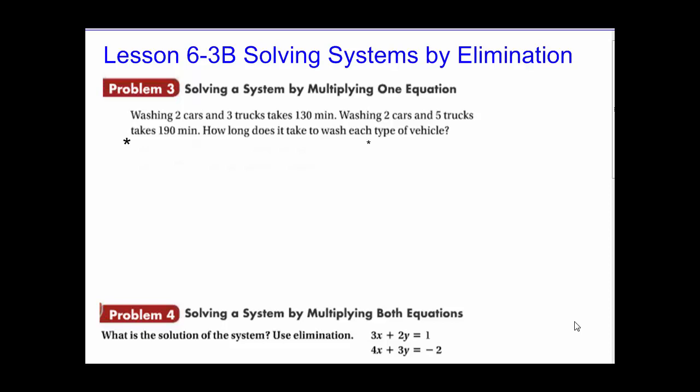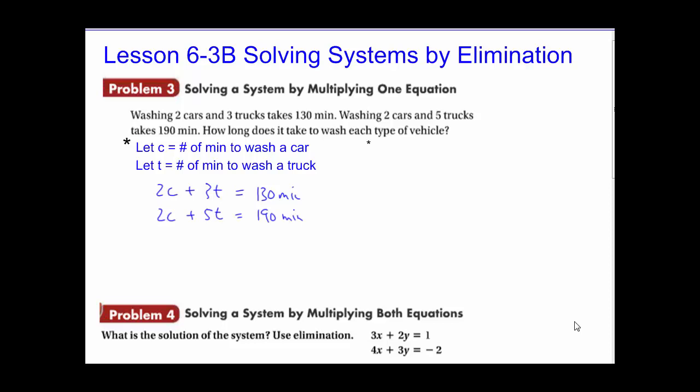So the first thing we need to do is, again, assign a variable to each of the car and the truck. We can do X and Y, I just chose C this time. So if C is the number of minutes it takes to wash a car, and T is the number of minutes to wash a truck, we have 2 equations that hopefully we can write based on the minutes of 130 and 190. So the first one: 2C plus 3T, which is trucks, is going to take a total of 130 minutes. The second equation: 2C and 5T equals 190 minutes.